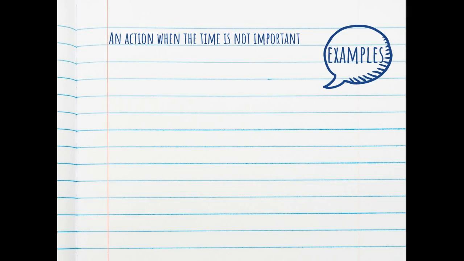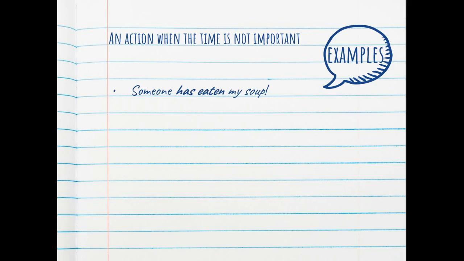Now, I'm going to show you some examples for each one of the different communicative functions or uses that we can give to the present perfect. Okay. First of all, as I mentioned, the first one is an action when the time is not important or we don't know the time of the action.